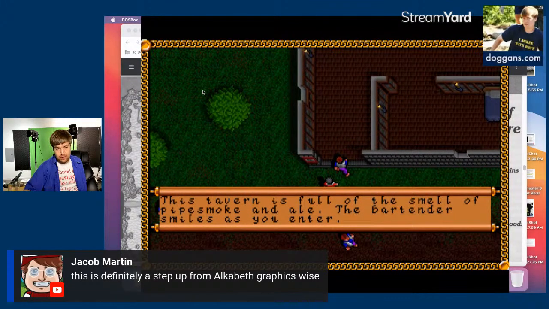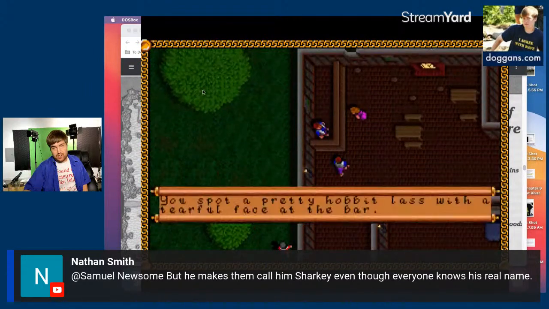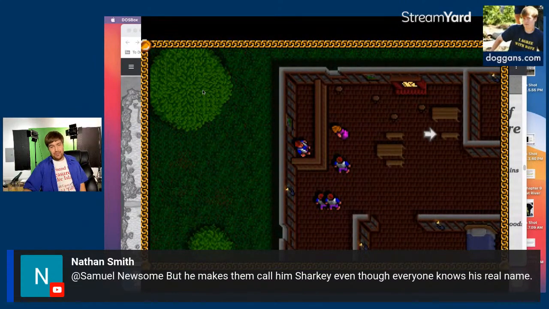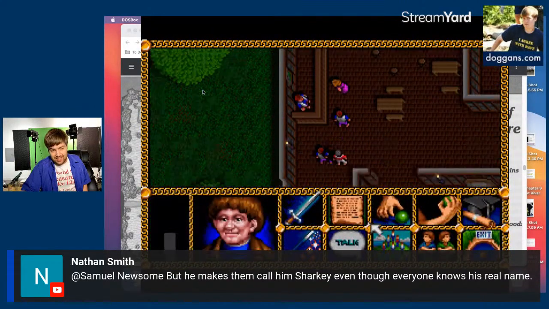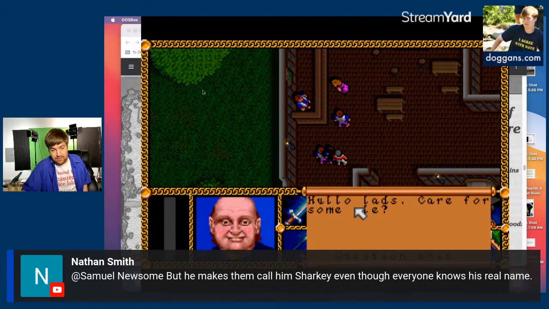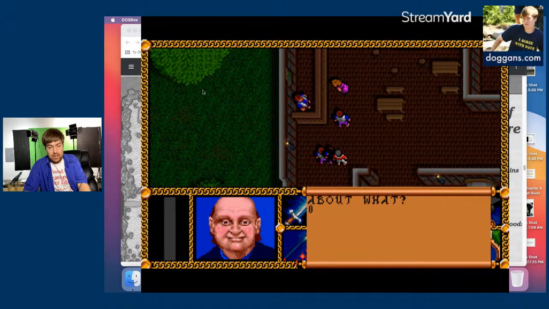This tavern is full of smell of pipe smoke and air. He just likes the name Sharky. You spot a pretty hobbit lass with a tearful face. Meanwhile, Freddy's just running outside because, you know, he's too young to be in the tavern. Daisy is the lass. I do remember this game uses this bald old guy face a lot. Care for some ale?